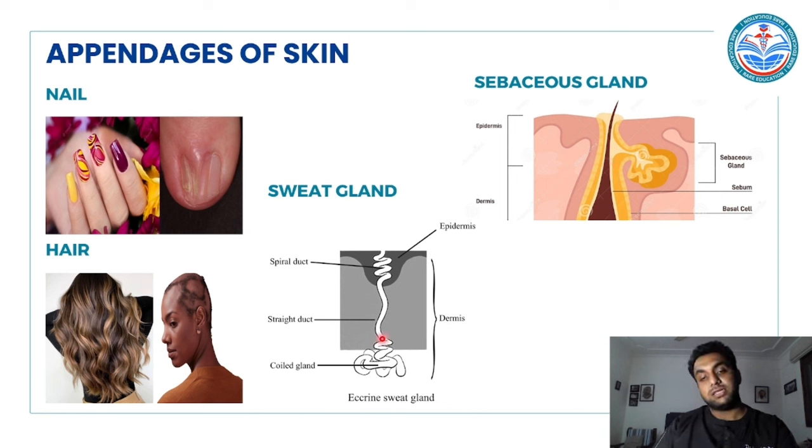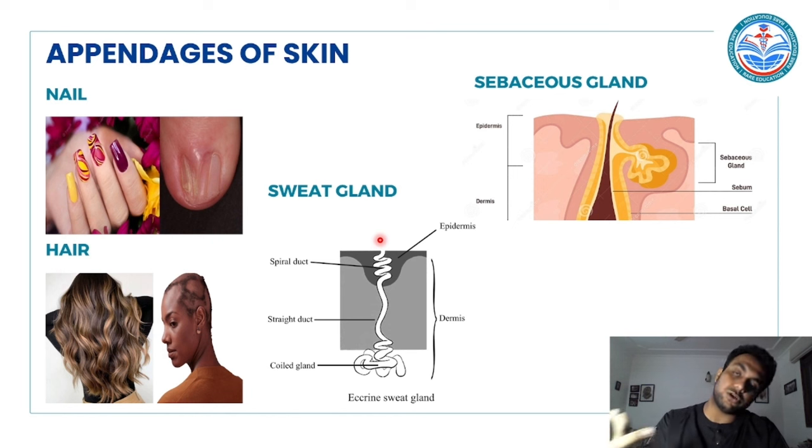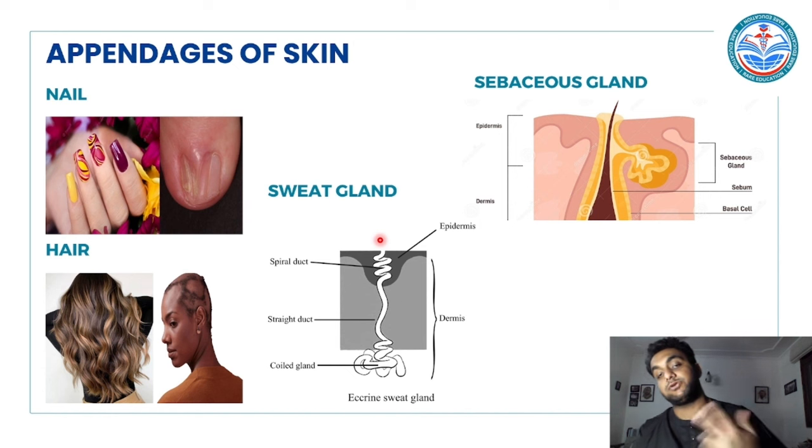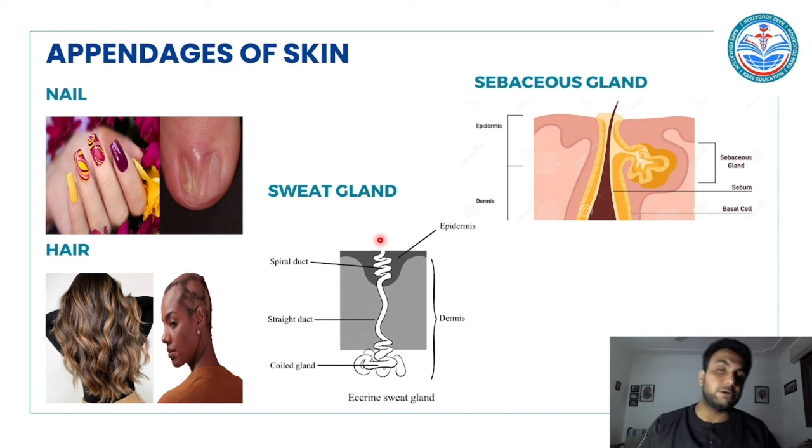Whereas sweat glands open directly on the skin. Sweat glands are responsible for the thermodynamic maintenance of the body. What do I mean by that? If it is a bit hot, sweat happens and we cool down. When it is cold, we shiver and we produce heat. And that's how the thermodynamics works in the body. But sweat glands are not really opening near the hair. Near the hair, sebaceous glands are opening, which are producing sebum.